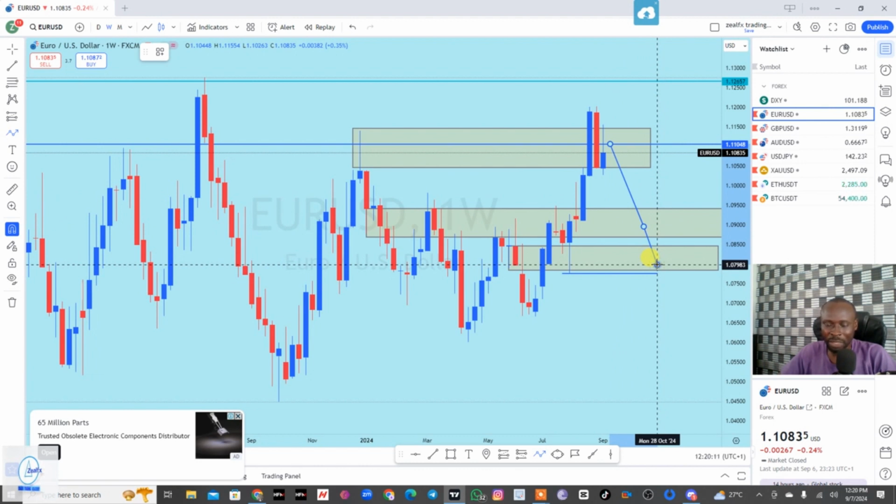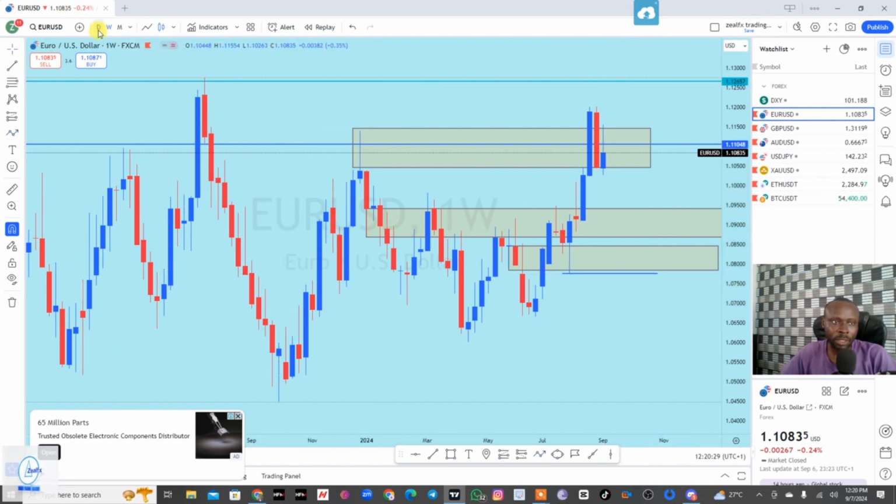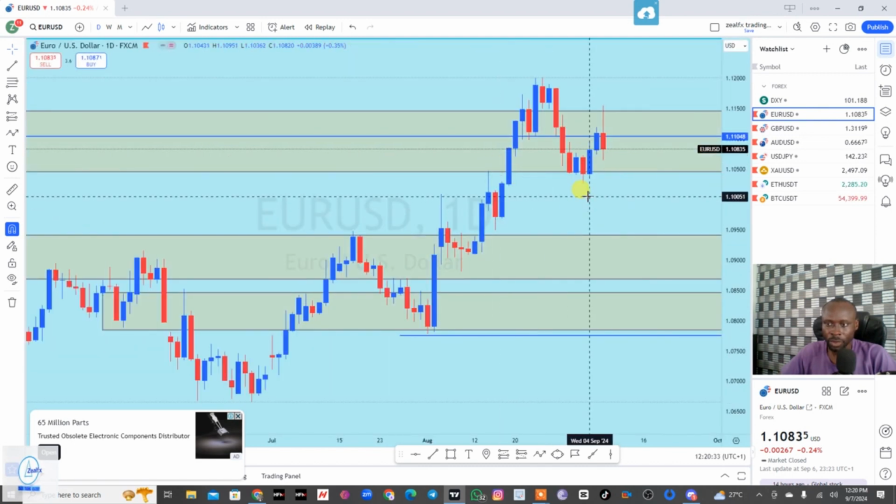So in the coming week, we expect Euro USD to come to this first support level or this next support level. Then if price fails to break this level, we see uptrend resumption for Euro USD. But if price breaks it, we expect price to continue downward. So that is what the weekly chart is saying now. So we expect a downtrend this week for the Euro USD.